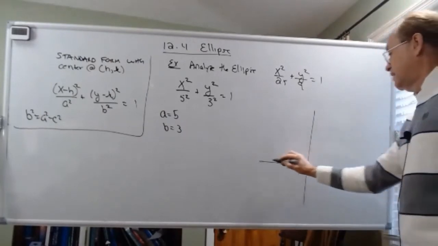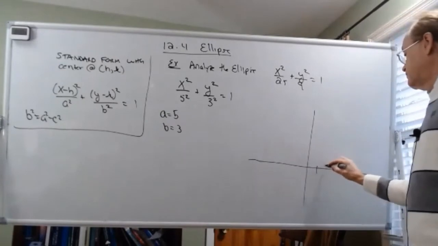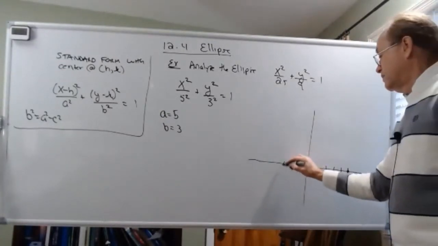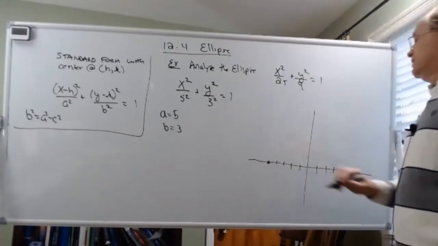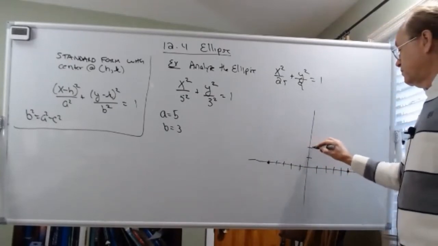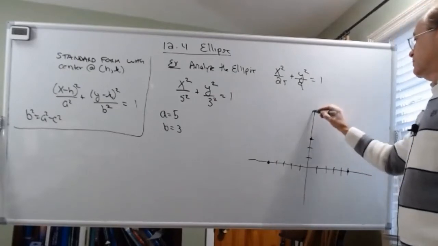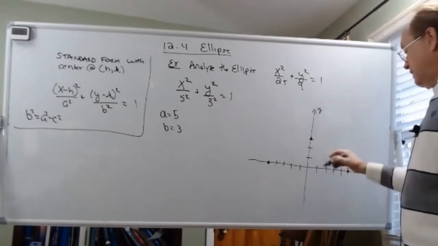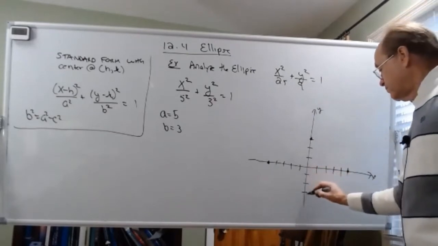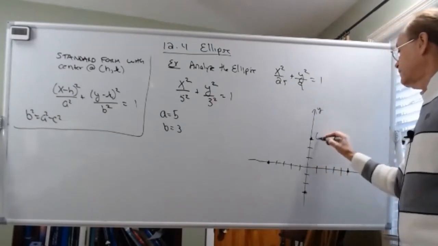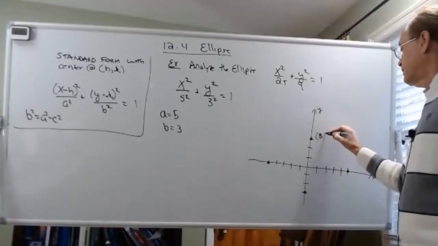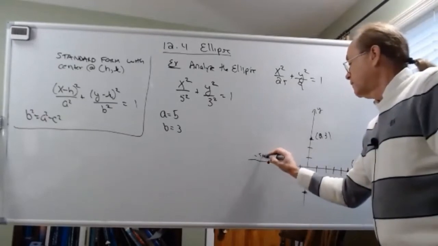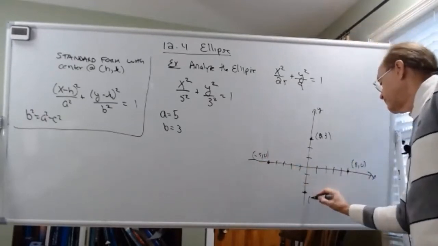So along the a, 1, 2, 3, 4, 5, that's a point on it. 1, 2, 3, 4, minus 5, point over here. Over here, 1, 2, 3, that's my other vertex along the minor axis. And over here, minus 1, 2, 3 as well. Almost done up here.